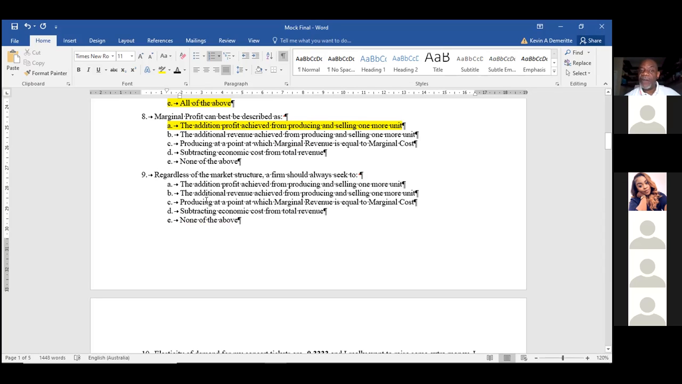Regardless of the market structure, a firm should always produce at a point where marginal revenue is equal to marginal cost. Always. Regardless of the type of company it is, you'd always produce where marginal revenue is equal to marginal cost, because that's where your production is at its most efficient.